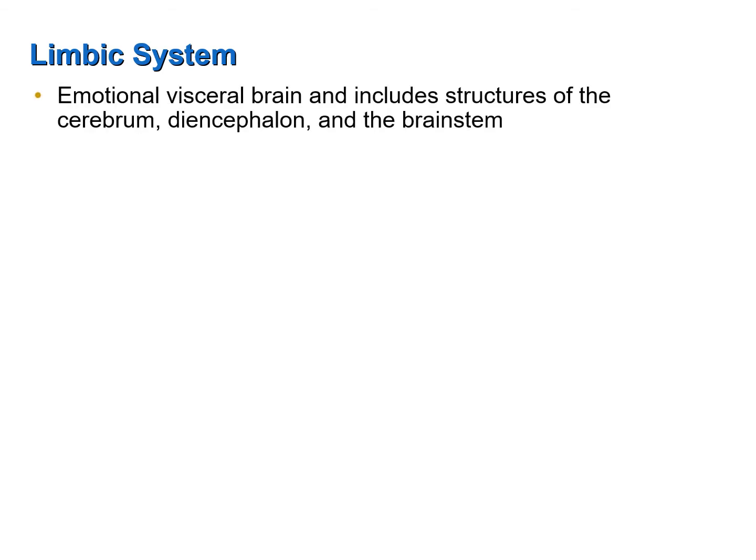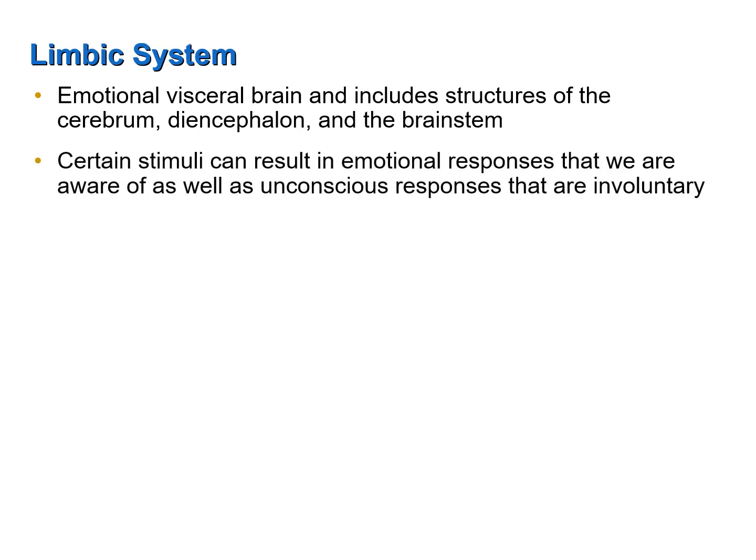While we're talking about the hypothalamus, I do want to take a moment to discuss the limbic system. The limbic system is the portions of the brain that are grouped together and sometimes referred to as the emotional visceral brain. It includes some structures of the cerebrum, the diencephalon, as well as the brain stem. Certain stimuli can result in the production of emotional responses that we are aware of, as well as unconscious, involuntary responses that we are not.